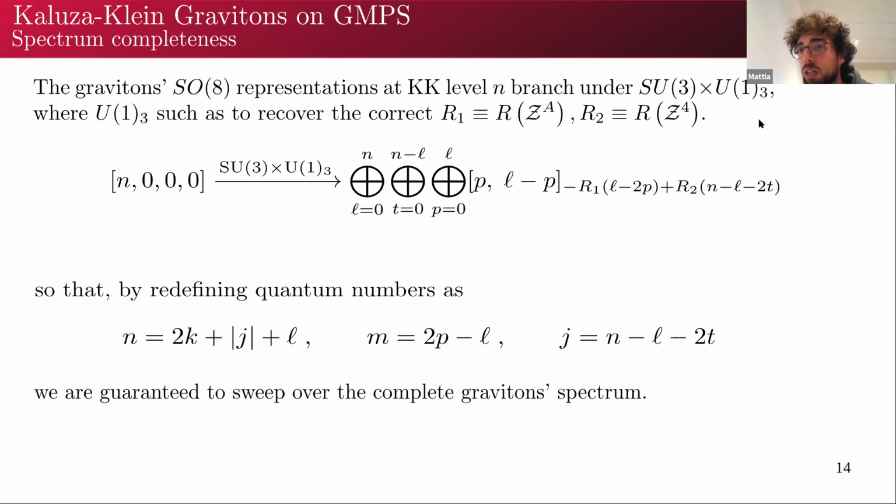So the diagonal subgroup of those two U(1)s, such that the values of the R charges are exactly R1 and R2, as we demanded in one of the first slides. So we see this branching can be done. And now by a simple redefinition of the quantum numbers, we are guaranteed to sweep over the complete spectrum, because by sweeping over the original quantum numbers, what we're doing is simply to travel through the whole SU(3) times U(1) representations of the states. So we are sure that we will recover all of them.